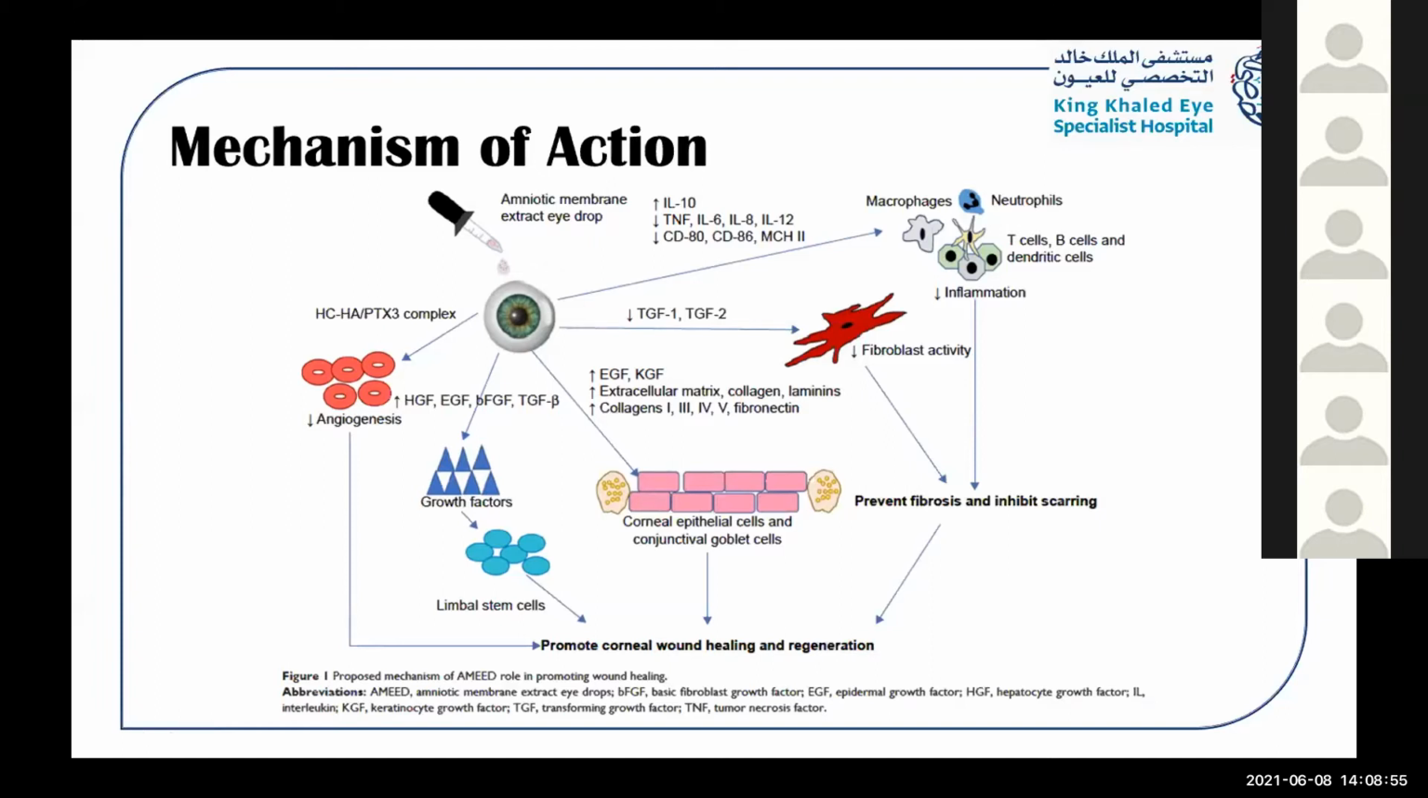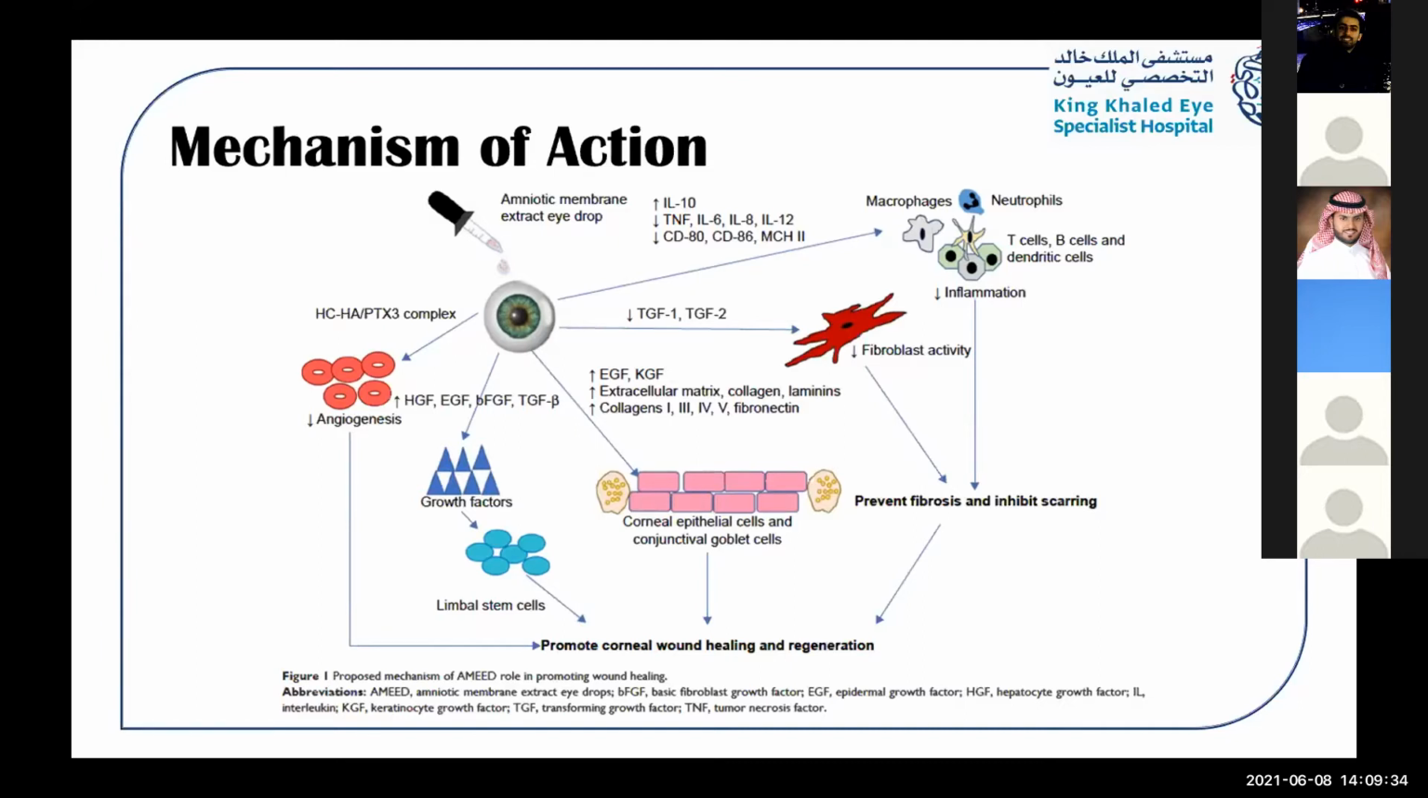They also have factors that contribute to the development of the extracellular matrix. These are the fibronectins and the other collagens that are also important for the migration of these cells on this extracellular matrix. They have anti-inflammatory effects. This occurs through the increase of interleukin-10 and the decrease of tumor necrosis factor and the other pro-inflammatory interleukins like interleukin-6, 8 and 12. And this inhibits the macrophages and the other inflammatory cells.